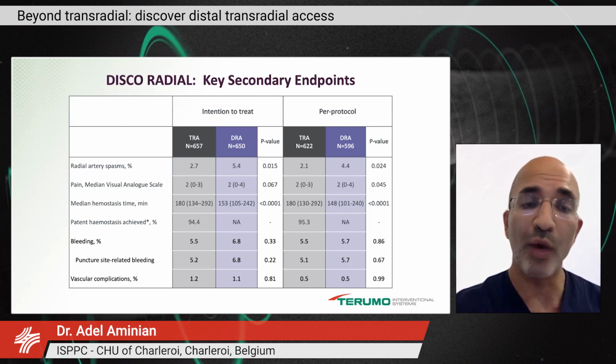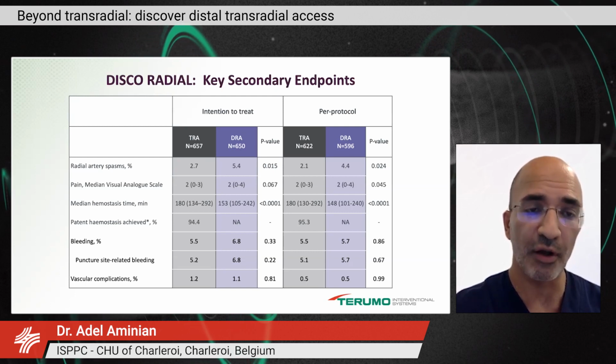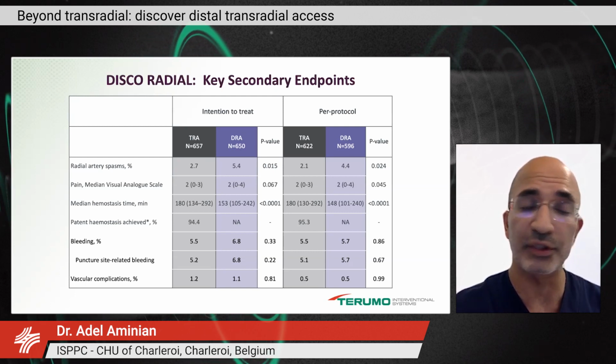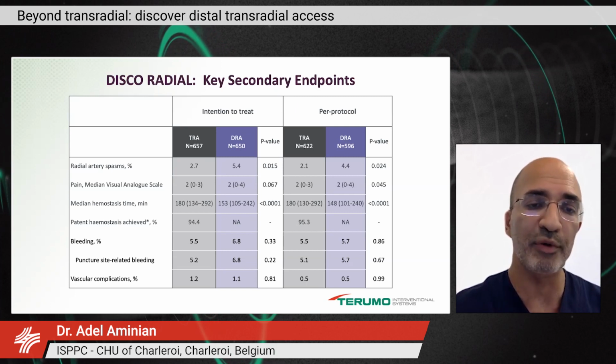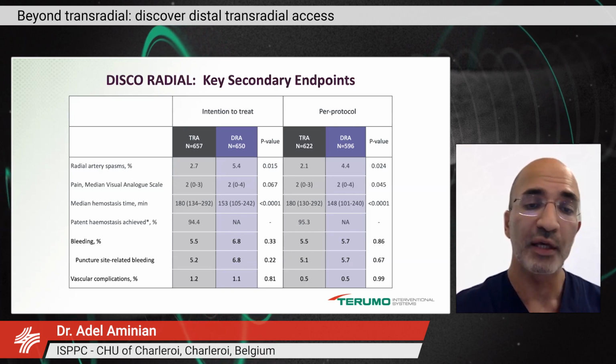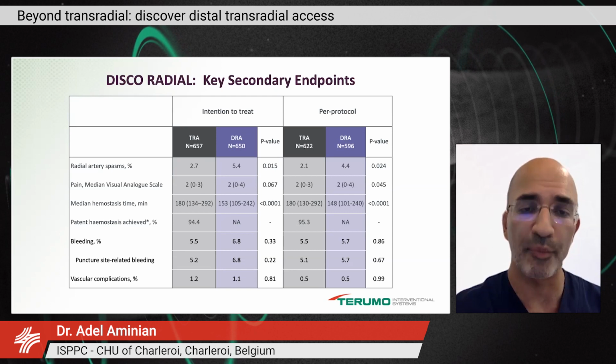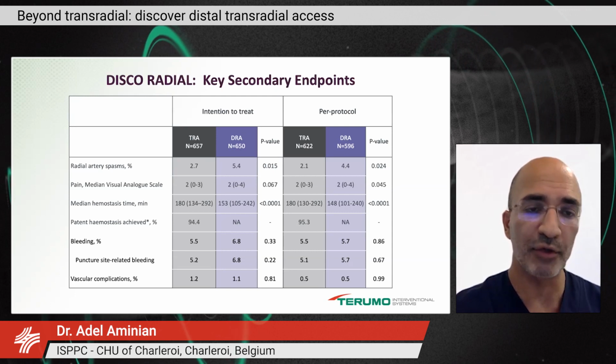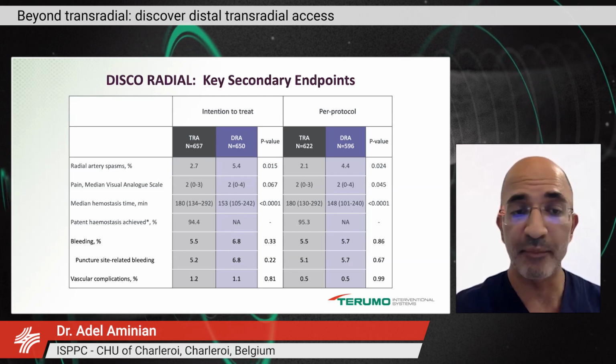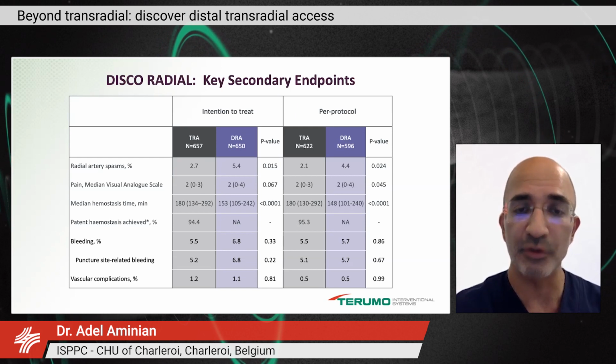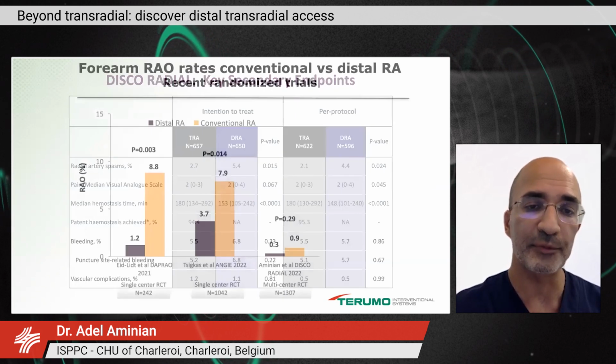And if we look at the quality of the hemostasis in the conventional arm, we see that patent hemostasis, which is probably the best method to prevent radial arterial occlusion, was achieved in as high as 94% of patients randomized to the conventional arm. If we look at bleeding and vascular complications, there was no difference between the two groups.